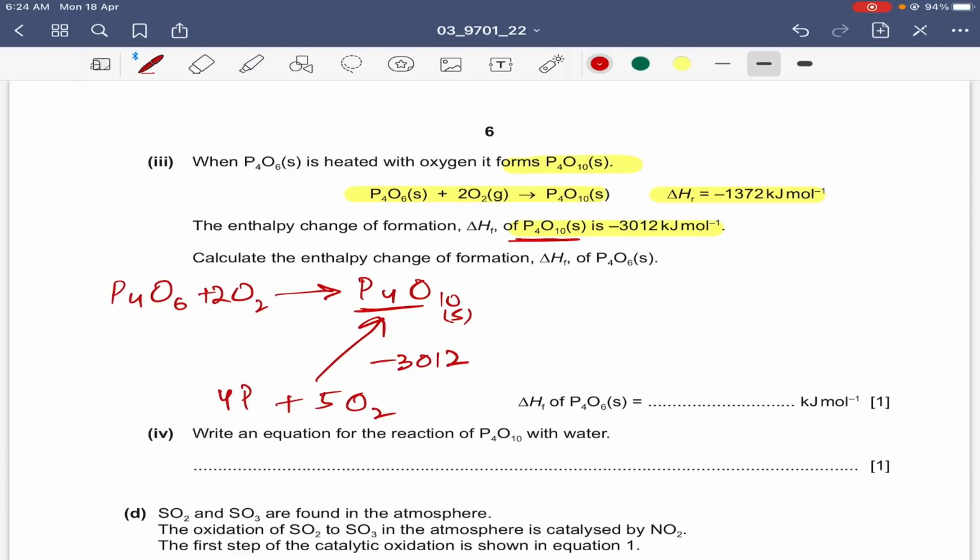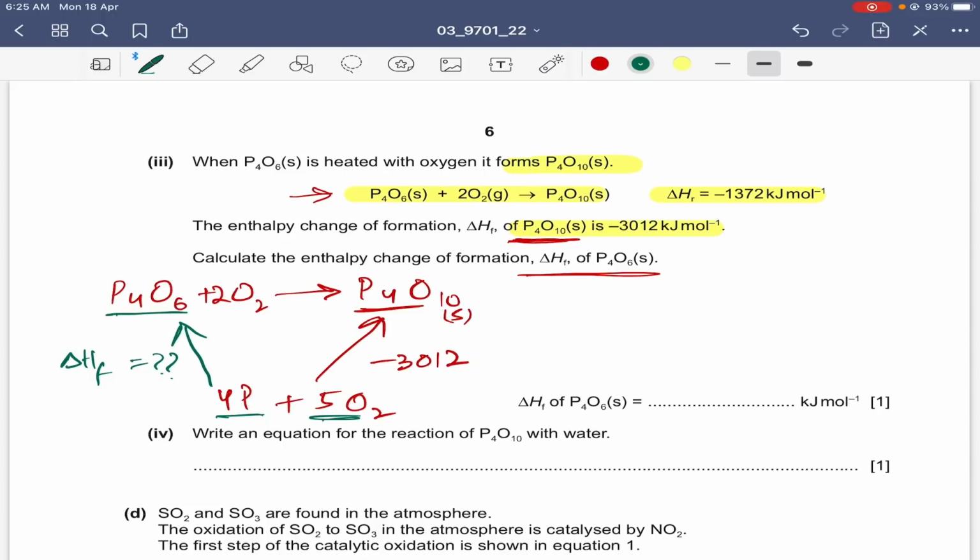This is the best technique to solve these questions. Write all the reactions, make a cycle of your own and then decide what you have to find out. So the delta HR reaction was already given. We have written the formation of P4O10. Now what we have to find out is the enthalpy change of formation of P4O6. We have to find out the formation of P4O6, right? So the elements are already mentioned here. So we just have to draw an arrow. This would be the formation of P4O6, and this we have to find out. So this is the cycle.